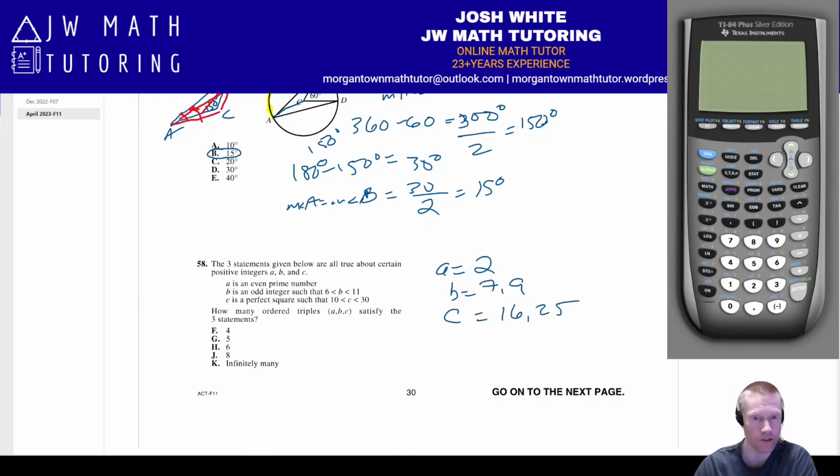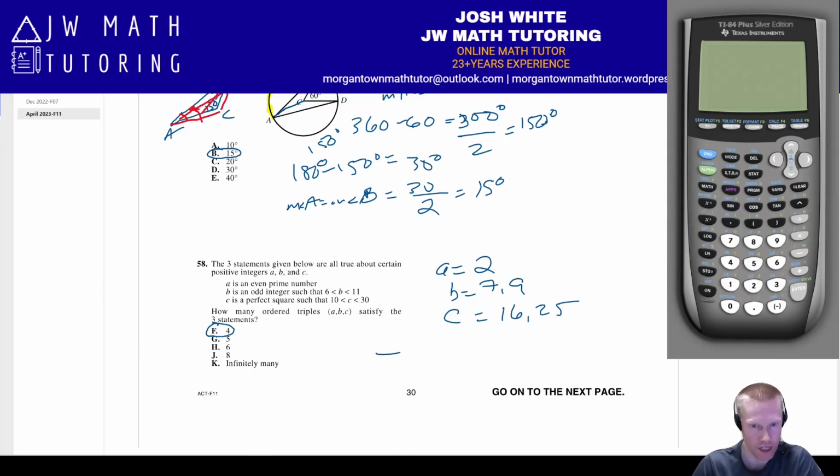just think about it. 3 squared is 9, not between them. 4 squared is 16, is between them. 5 squared, 25, is between them. 6 squared, 36, not between them. So how many ordered triples satisfy these statements? So there's going to be 4, and you could write that out if you can't see exactly what all the different combinations are going to be. The correct answer to this one is going to be F.